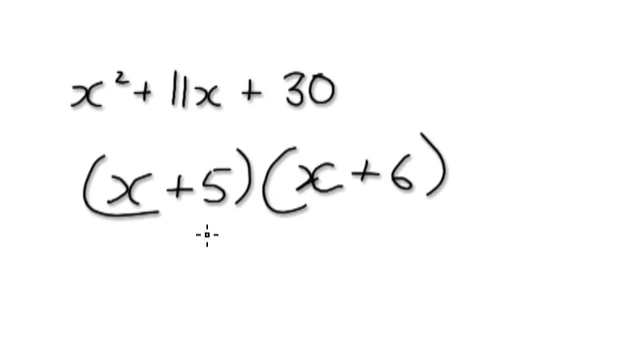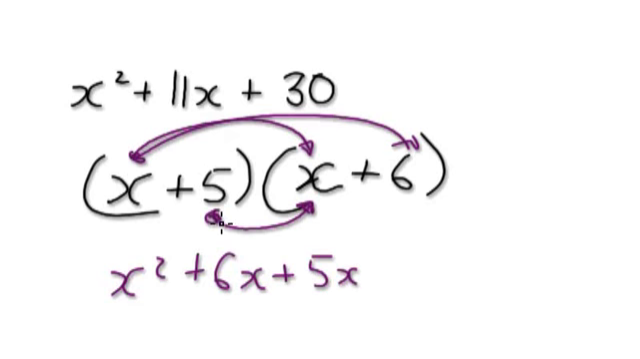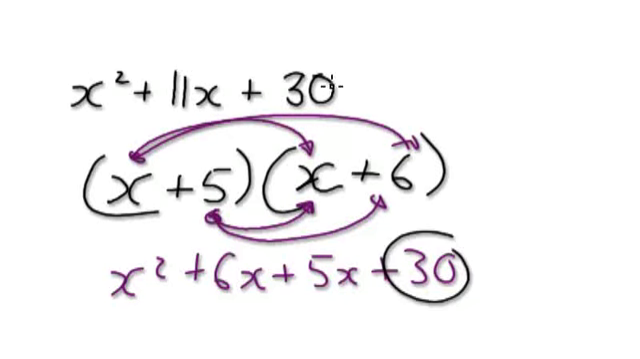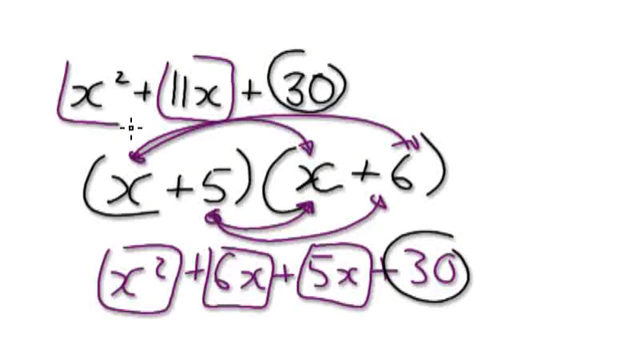Multiply this out. This will give you x squared, and then this multiplied with this will give you plus 6x, and then this multiplied with this will give you plus 5x, and then this multiplied with the 6 will give you 30. This 30 here is already good, and you've got to merge these two together. That will give you 11x, which is good. So this here would be your answer.